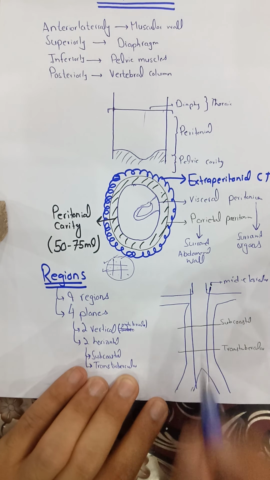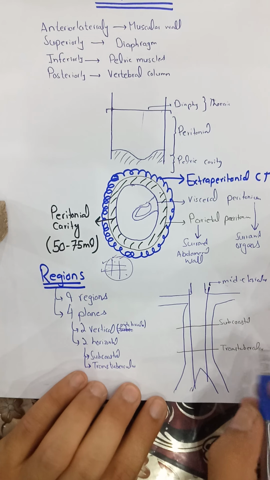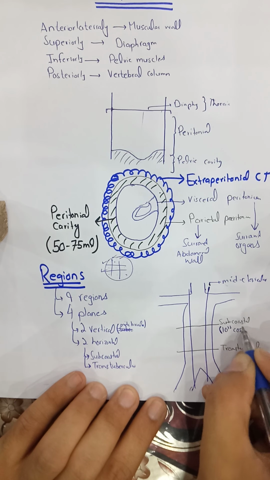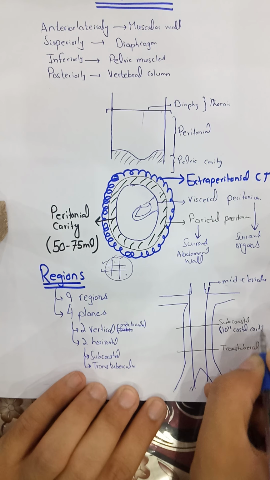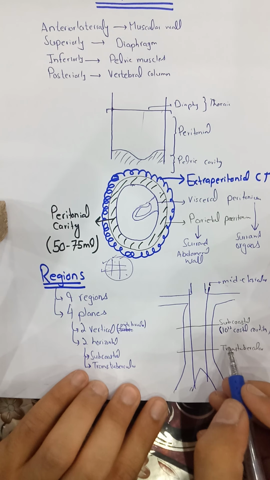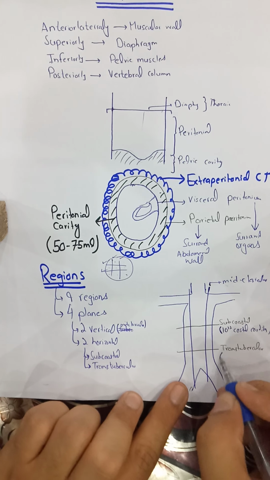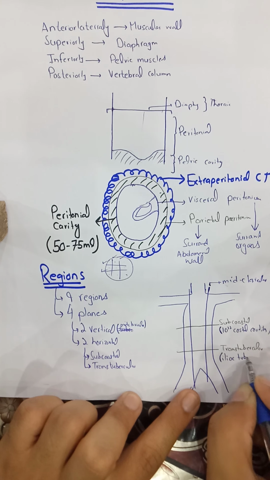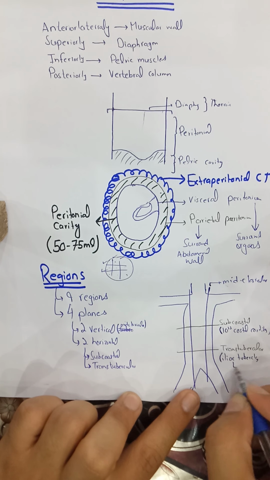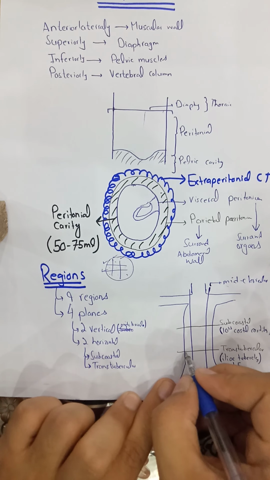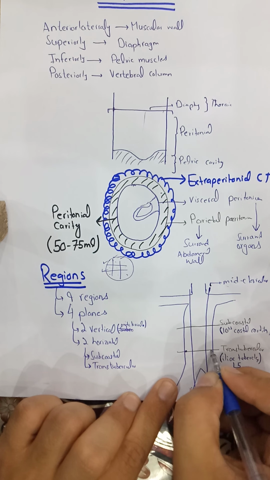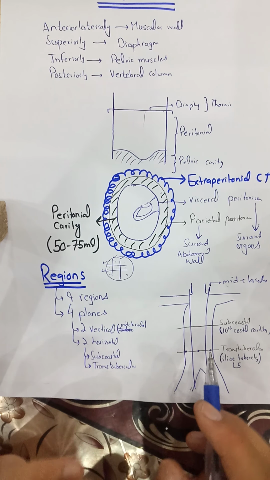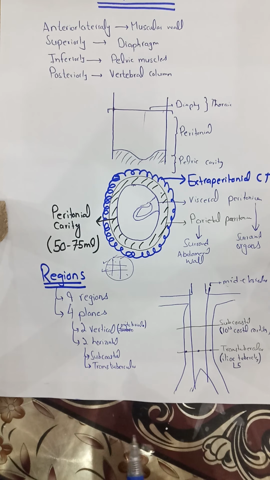So mid clavicular, it will be present at the mid of the clavicle. This subcostal, it will be present at the level of the 10th costal cartilage. Okay, and this transtubercular plane, it will be present at the level of the iliac tubercle and the L5 vertebra. Means to say, here at these two points it will be present at the level of the iliac tubercle, and the midpoint will be present at the level of the L5 vertebra. So these are the levels of these planes, and they are divided into the 9 regions.